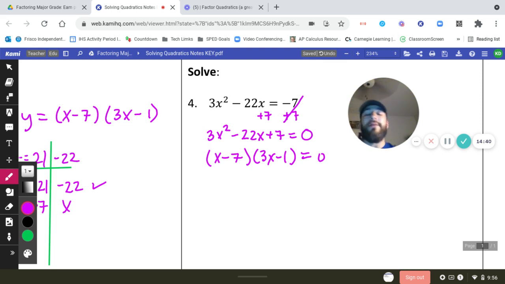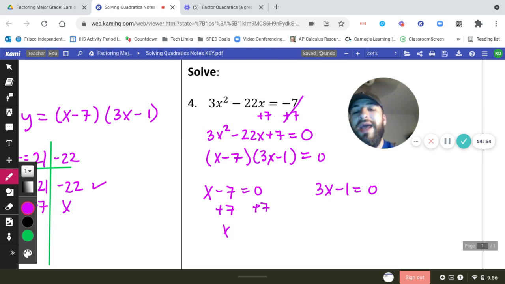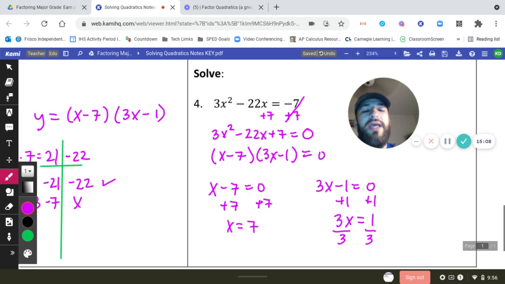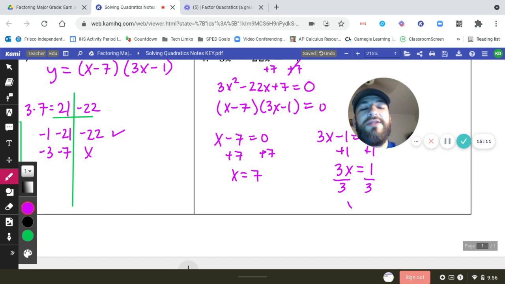Now we can set both of those factors equal to 0. So x minus 7 is equal to 0, and 3x minus 1 is equal to 0. From here, add 7, and we get x is equal to positive 7. From here, add 1 and add 1, and we get 3x is equal to 1. And then, ooh, because x has a friend in front of it, we do still have to divide that number away. So we get as a final answer that x is equal to 1/3.